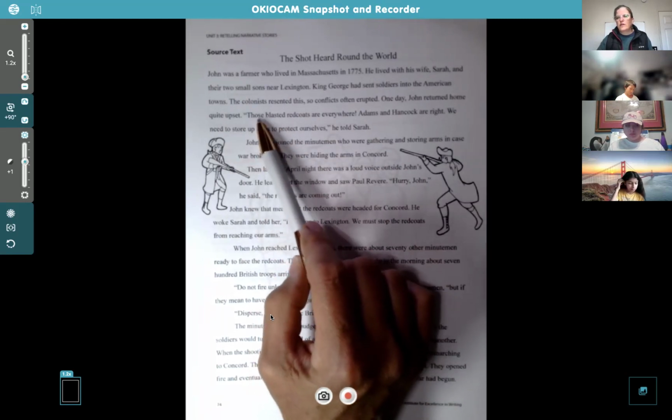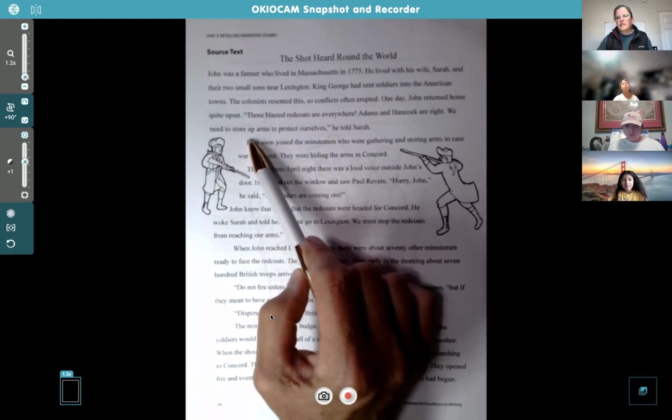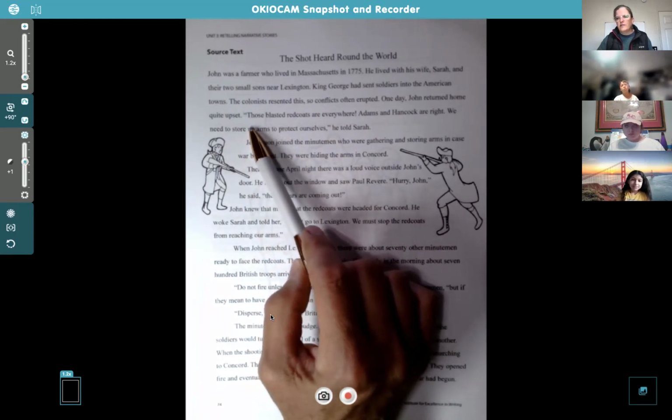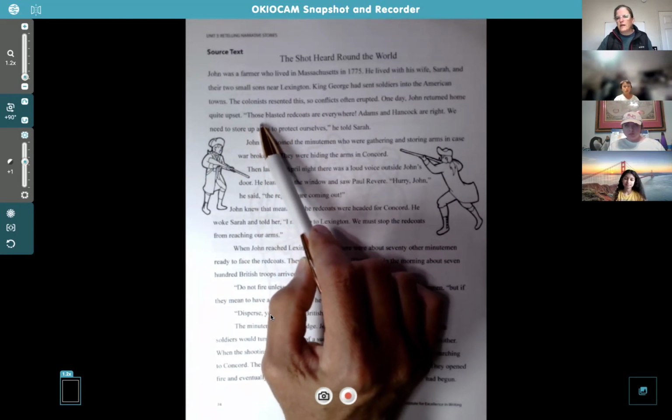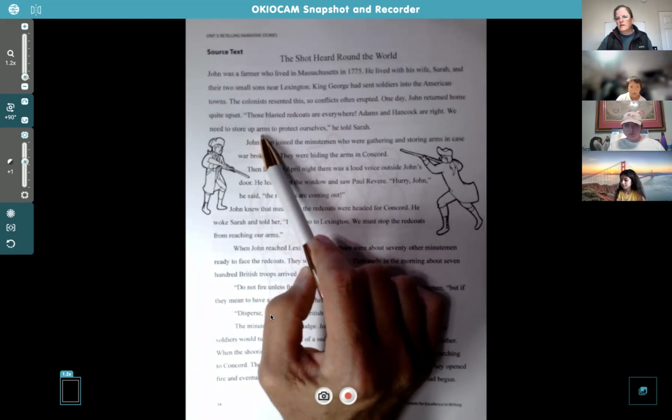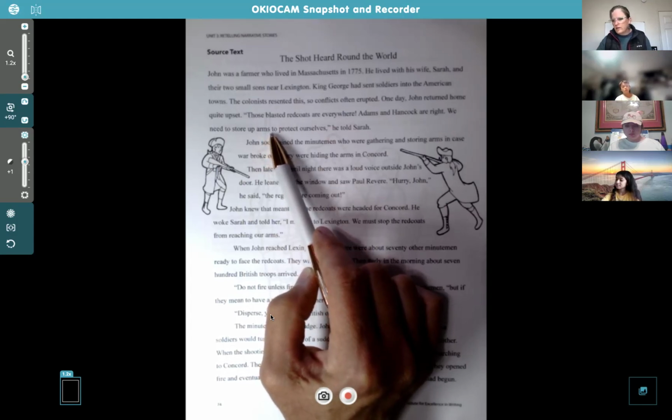Store up arms. Do you guys, anybody know what arms means? It's okay. It's not arms like on our body. So what is it, William? What does arms mean here? Like guns? Guns, yes. And you maybe you've heard the term firearms before. Same thing, guns. Yes, good.